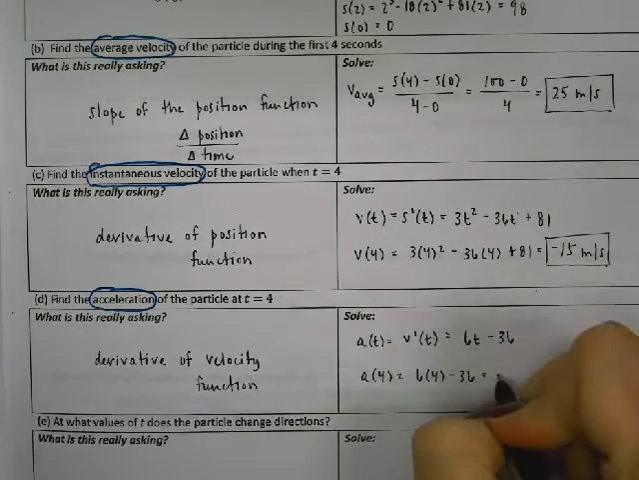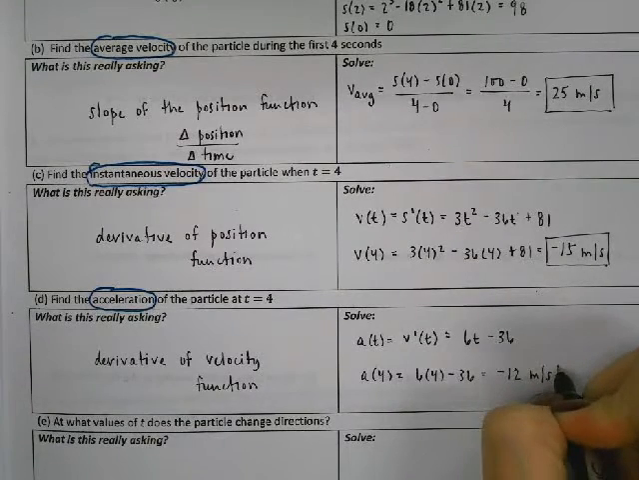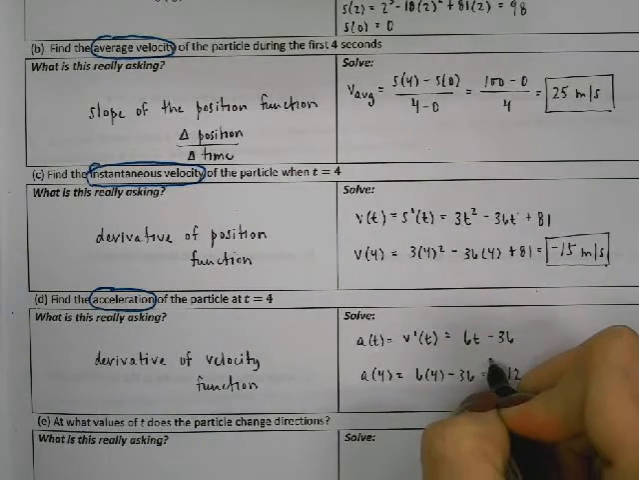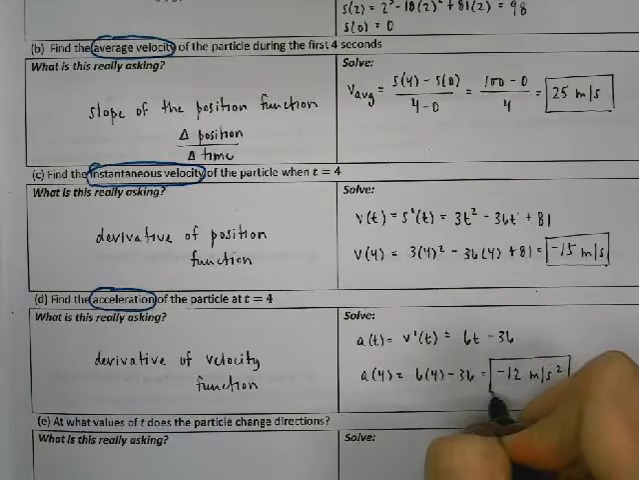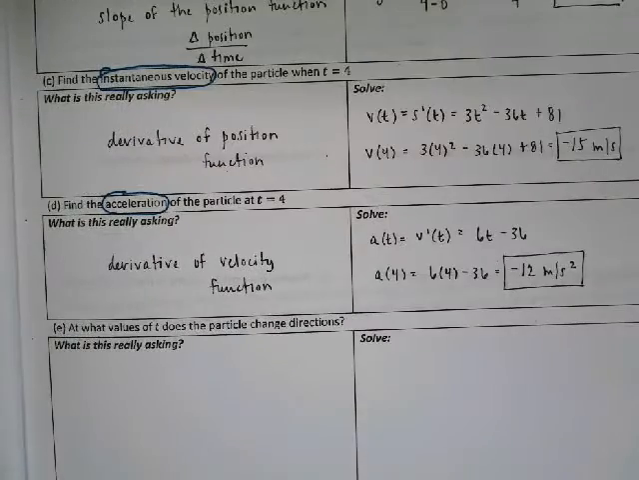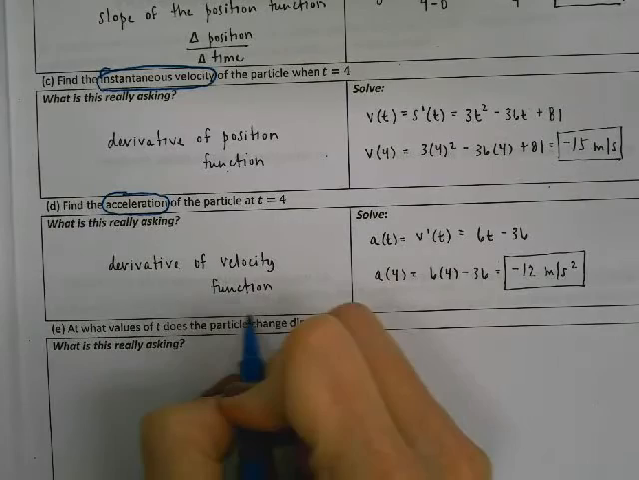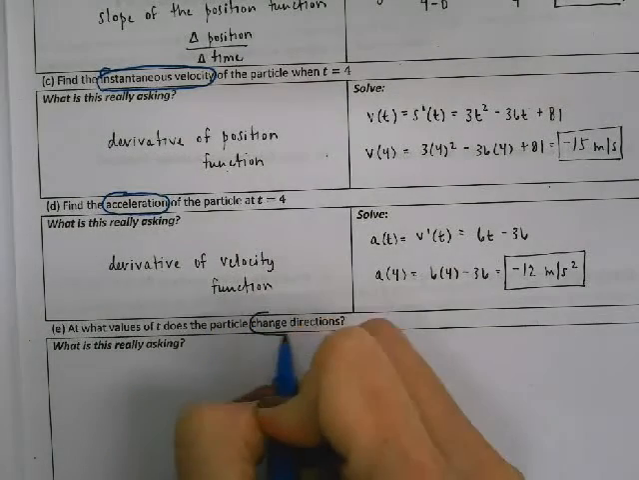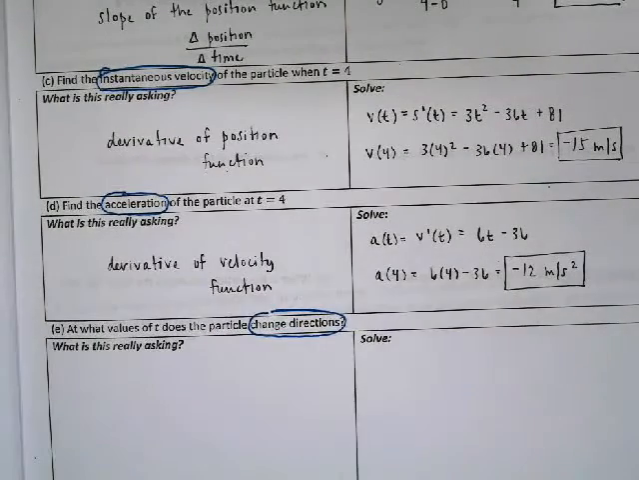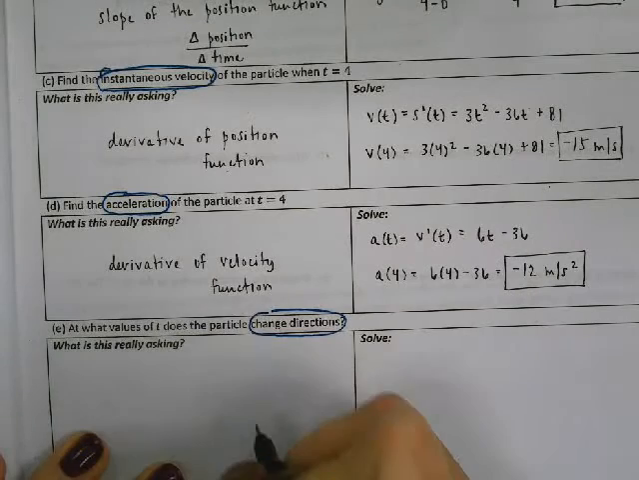And I get a negative 12. And now we have units of meters per second squared. Okay, and so the last part for this problem now, we want to know at what value of t the particle changes directions. Okay, and I know that this happens when velocity is equal to 0.